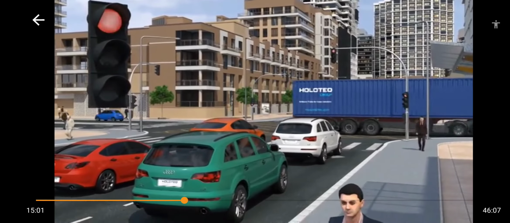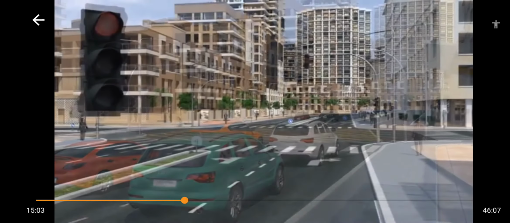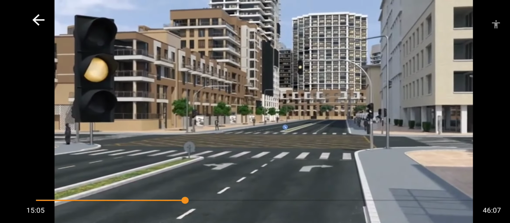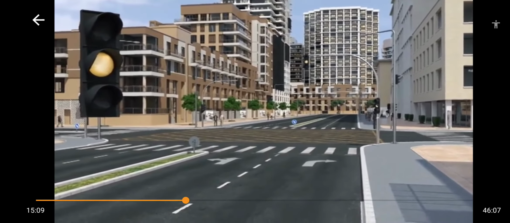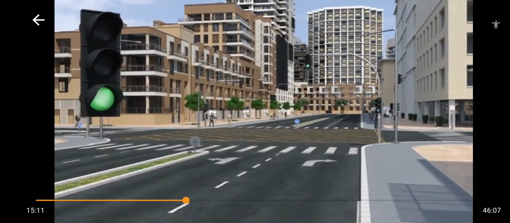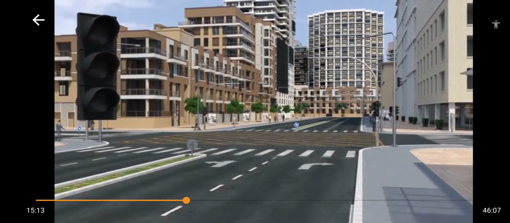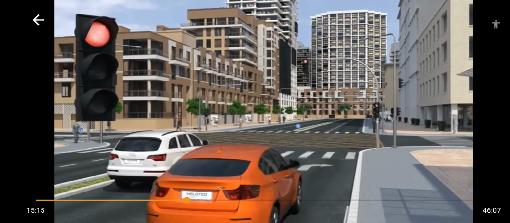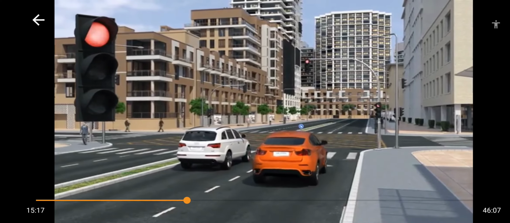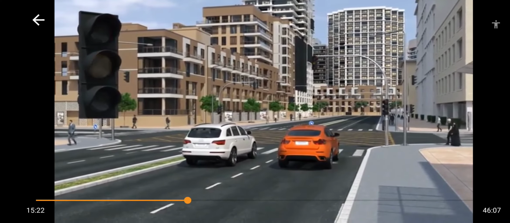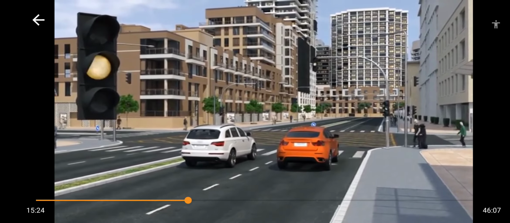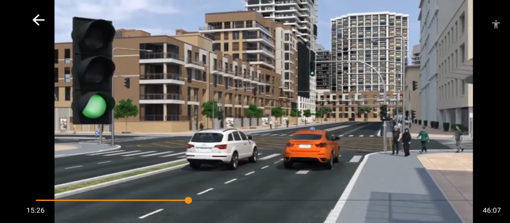3. Yellow light. Get ready to stop or to reduce the speed. A. If it comes after the green light, it means the red light will appear and you must stop. B. If it comes after the red light, it means the green light will appear and you must prepare for motion.